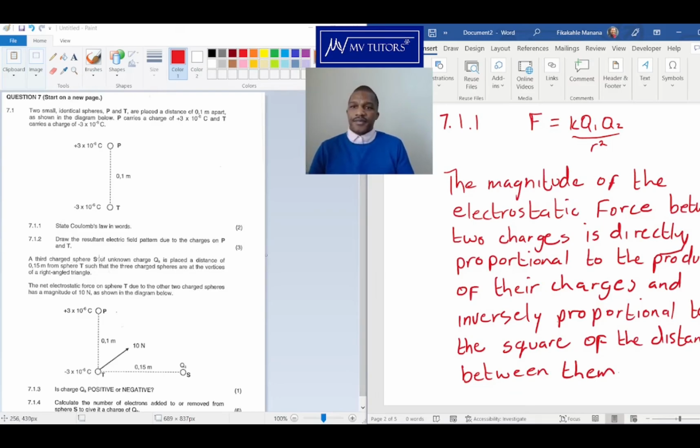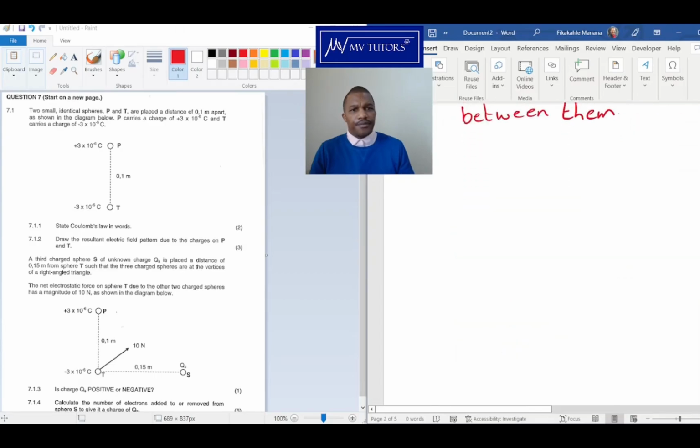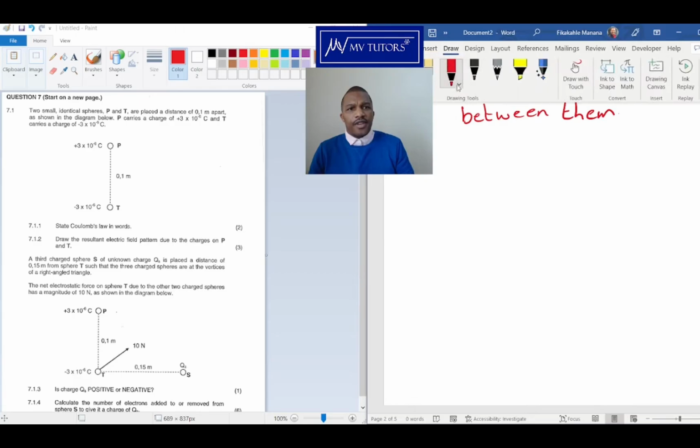Okay, that's it. And then this one says draw the resultant electric field pattern due to the charges on P and Q. So for this one, let me change to blue. What we have here in 7.1.2 is a positive charge and a negative charge. So what happens to the electric field?